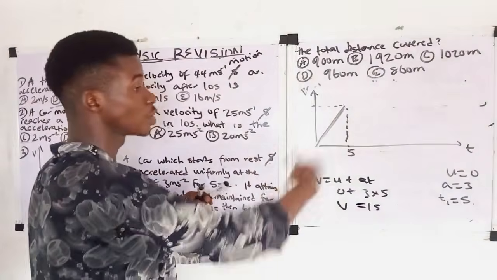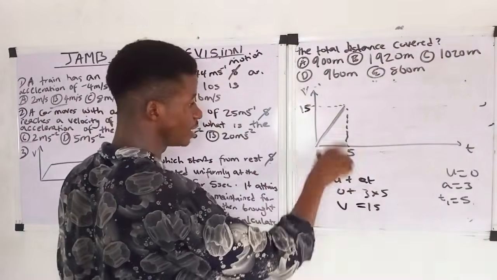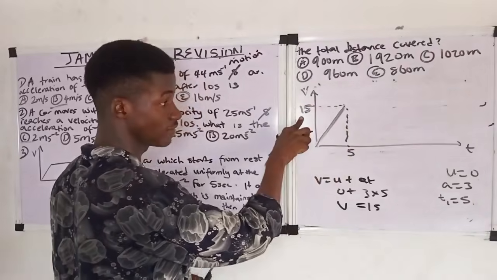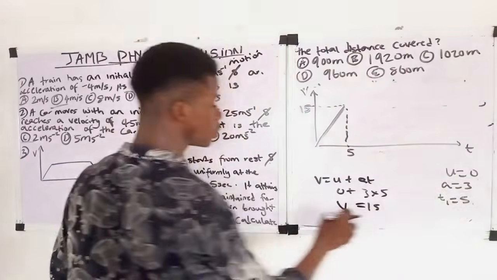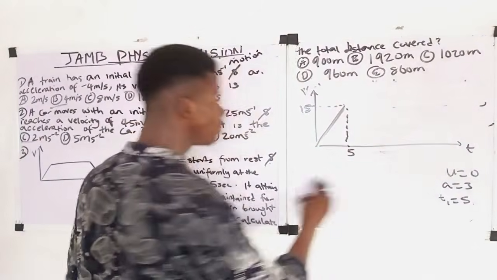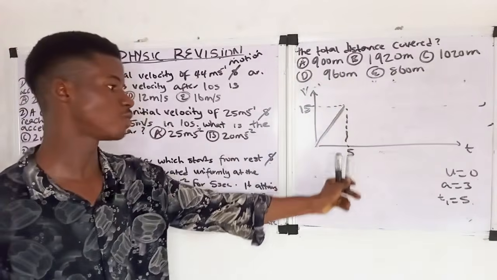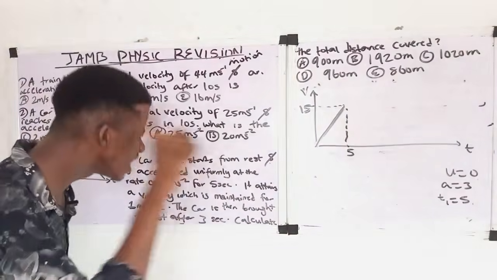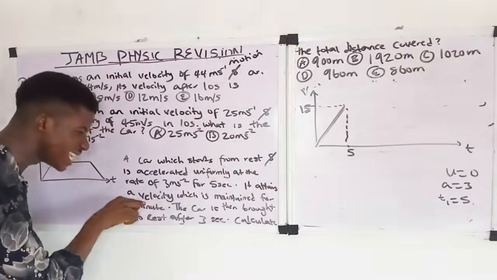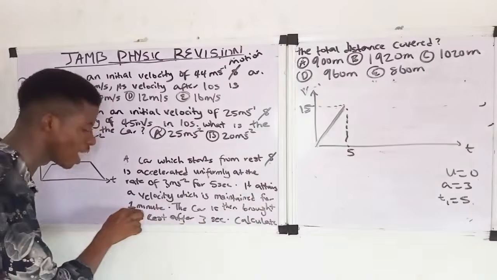So let's say that the car was moving with a velocity of 15, right? The acceleration was 3, the velocity is 15. So we converted this acceleration to the velocity, which is 15, right? So let's say that the car is moving with a velocity of 15 meter per second for 5 seconds. And let's continue. It attains a velocity which is maintained for 1 minute.